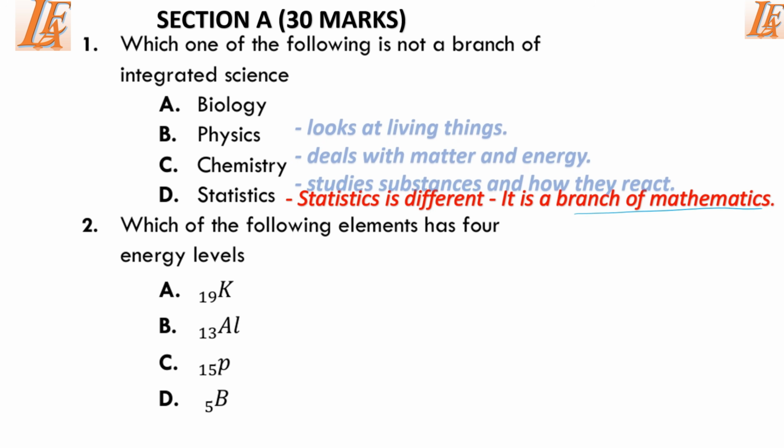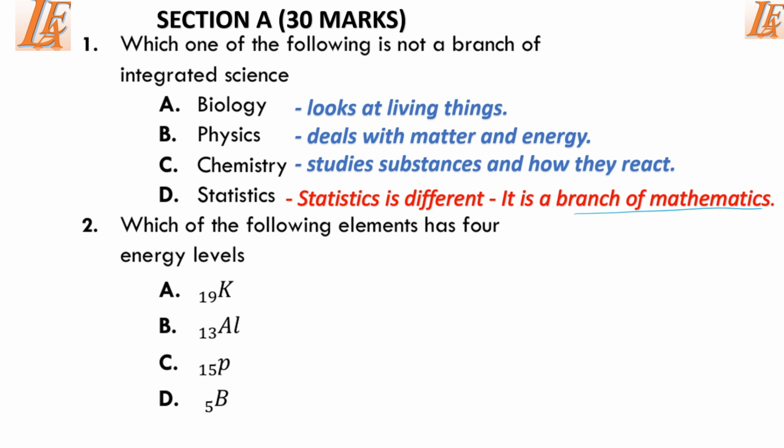But biology is a branch of science because it deals with living things. Physics is also a branch of science since it deals with matter and energy, and chemistry is also a branch of science since it studies substances and how they react. So the correct answer in this case, the one which is not a branch of science, is D, which is statistics, which we have just said is a branch of mathematics.